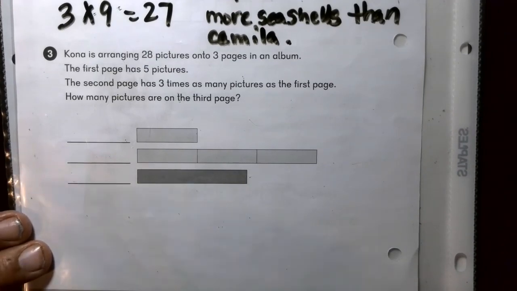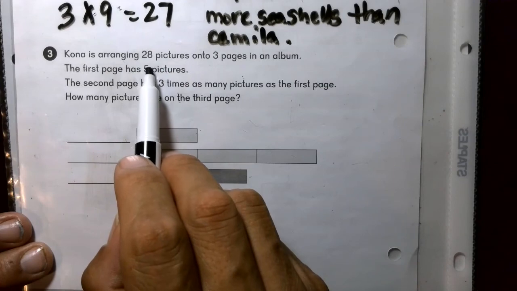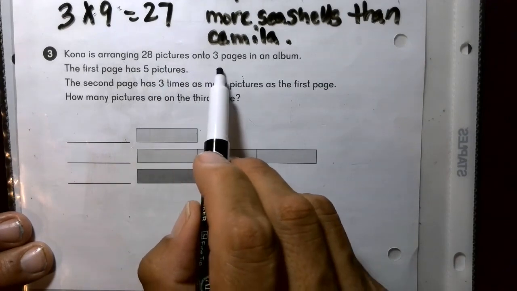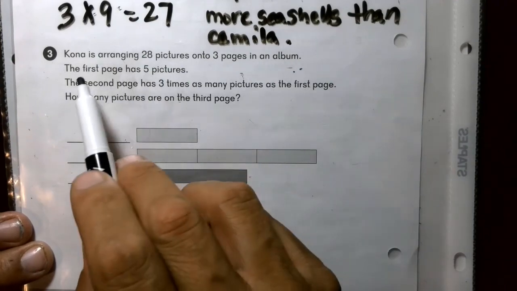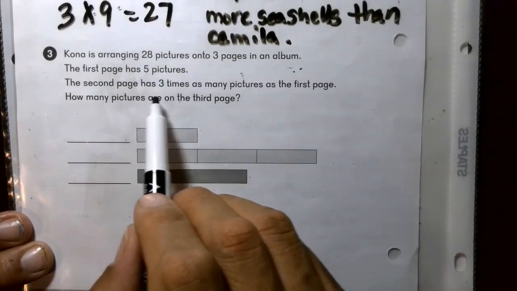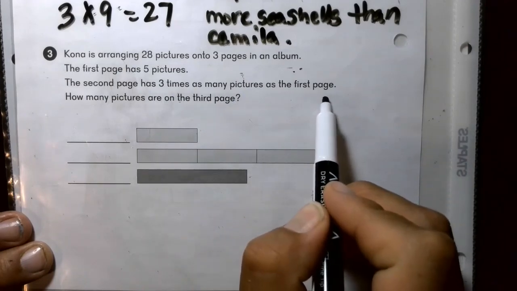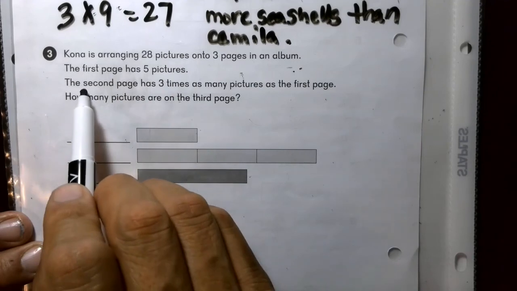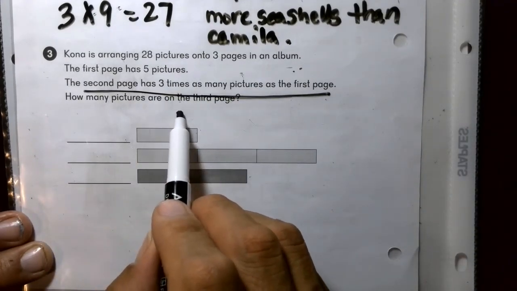Number 3, and I'm already just looking at the bar models. I got 3 of them. So let's take a look. Let's read the question. Kona is arranging 28 pictures onto 3 pages in an album. The first page has 5 pictures. The second page has 3 times as many pictures as the first. Okay, and then it says how many pictures are on the third page.